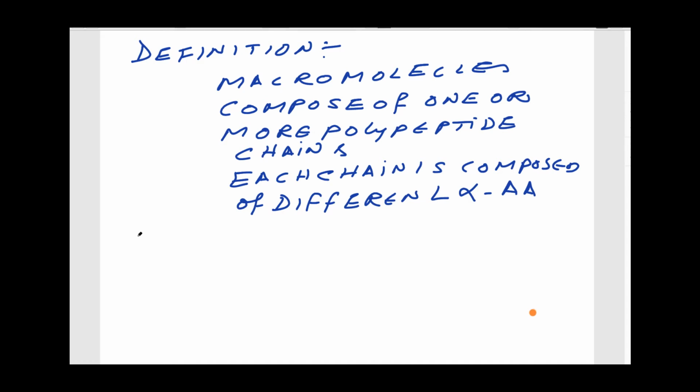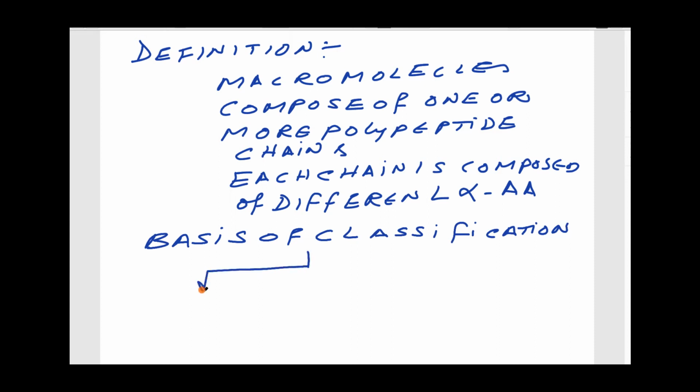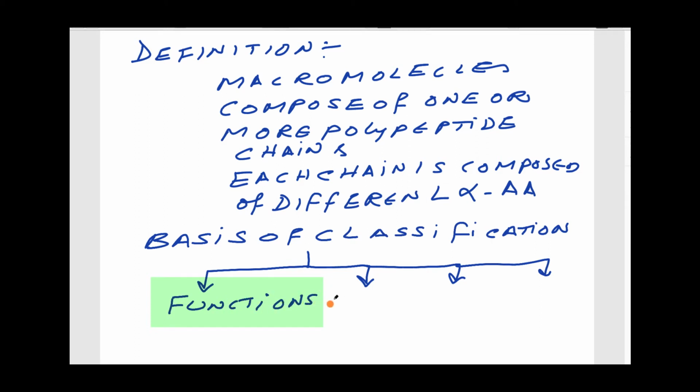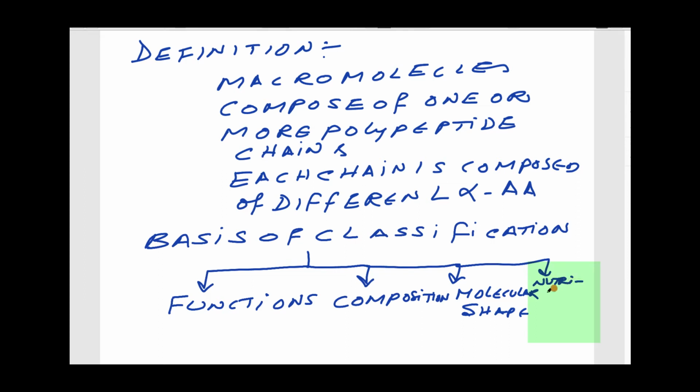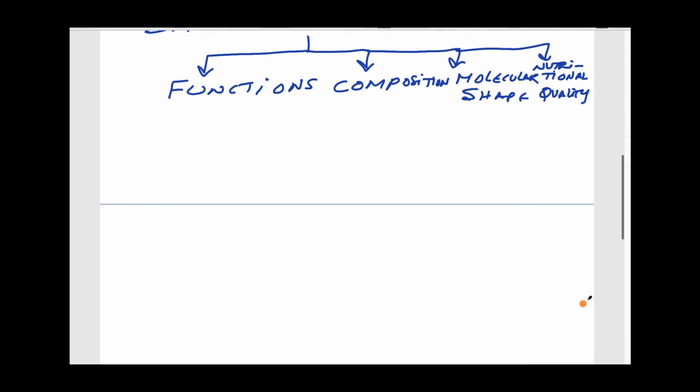Now, the next objective is the basis of classification. Different bases can be taken to classify the proteins. What are these various bases? Proteins can be classified on the basis of functions, that is the one aspect, functional aspects. Then the composition, what they contain. Third one is molecular shape, and next one is the nutritional quality. So based on these, proteins can be classified. In this session, we will take up classification based on functions.